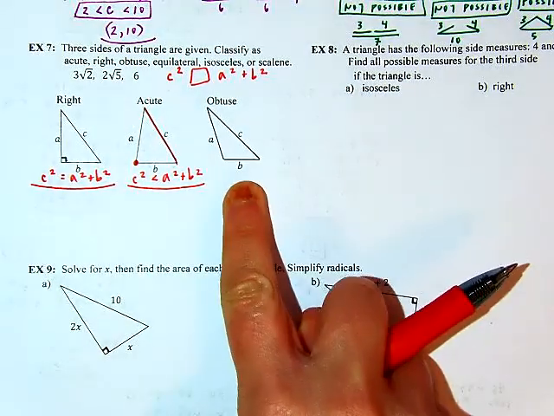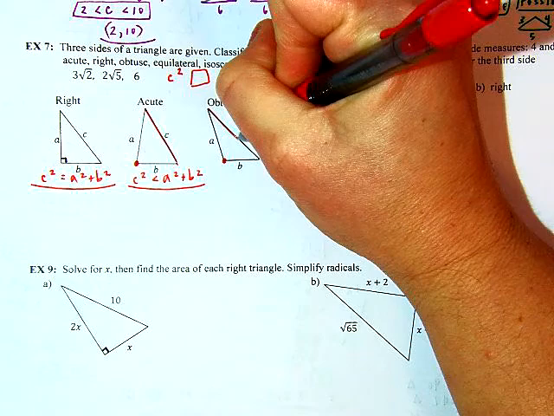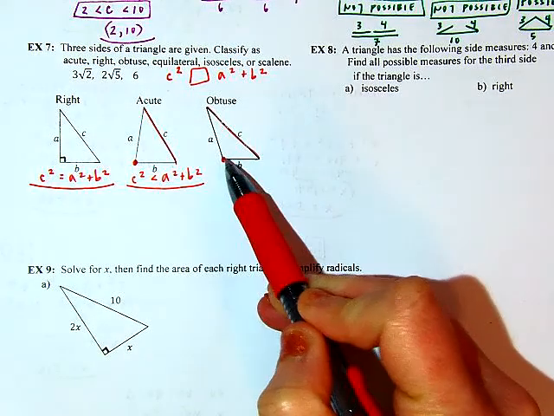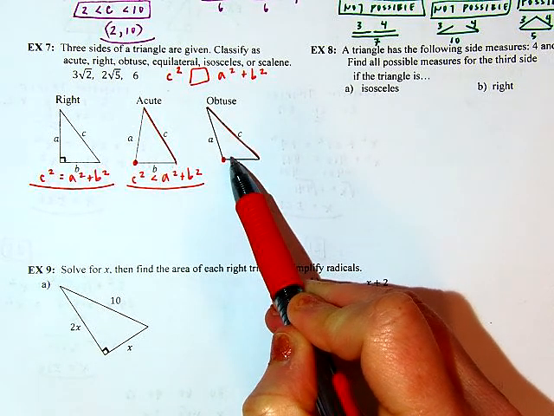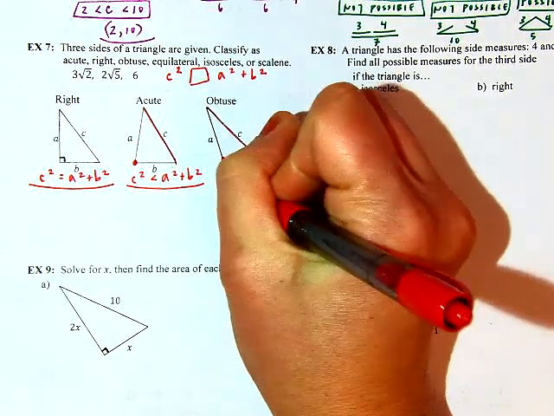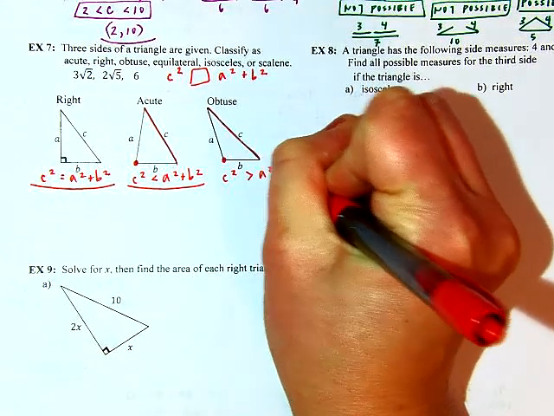And then lastly, obtuse. I'm looking at the angle opposite my biggest side. Here's the vertex of this angle, more than 90 degrees. What makes this one different is that c squared would be greater than a squared plus b squared.